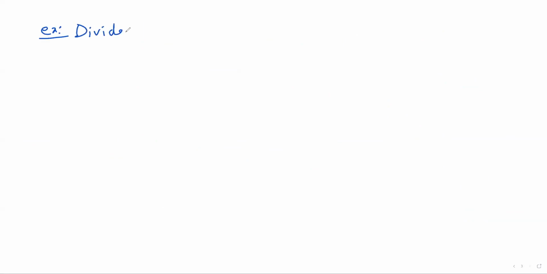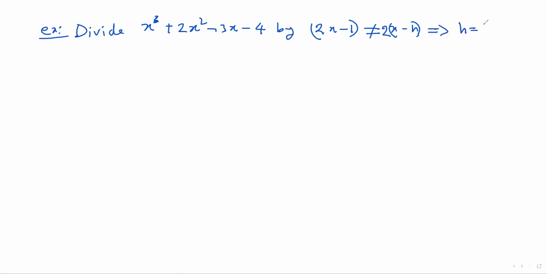Divide x cubed plus 2x squared minus 3x minus 4 by 2x minus 1. The entire process is dependent on the structure x minus h. This is not in the structure x minus h, right? So what we can do is take 2 as a common factor, factored out of the expression. In that sense, h is half.